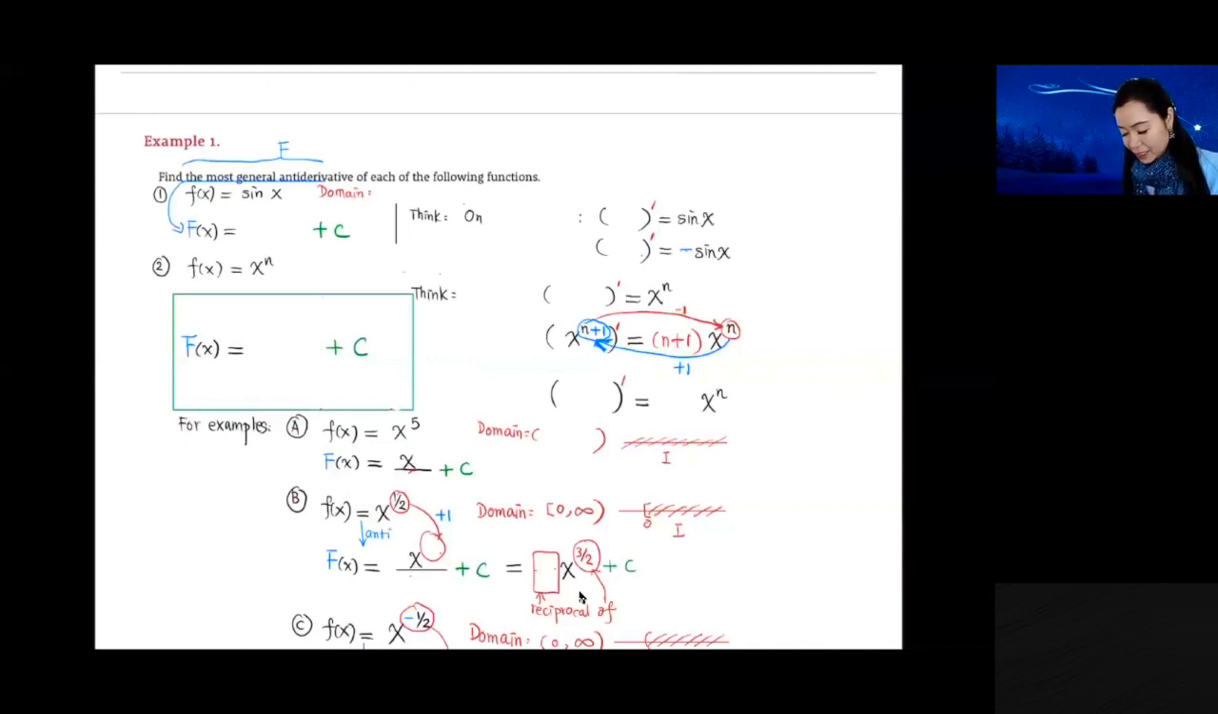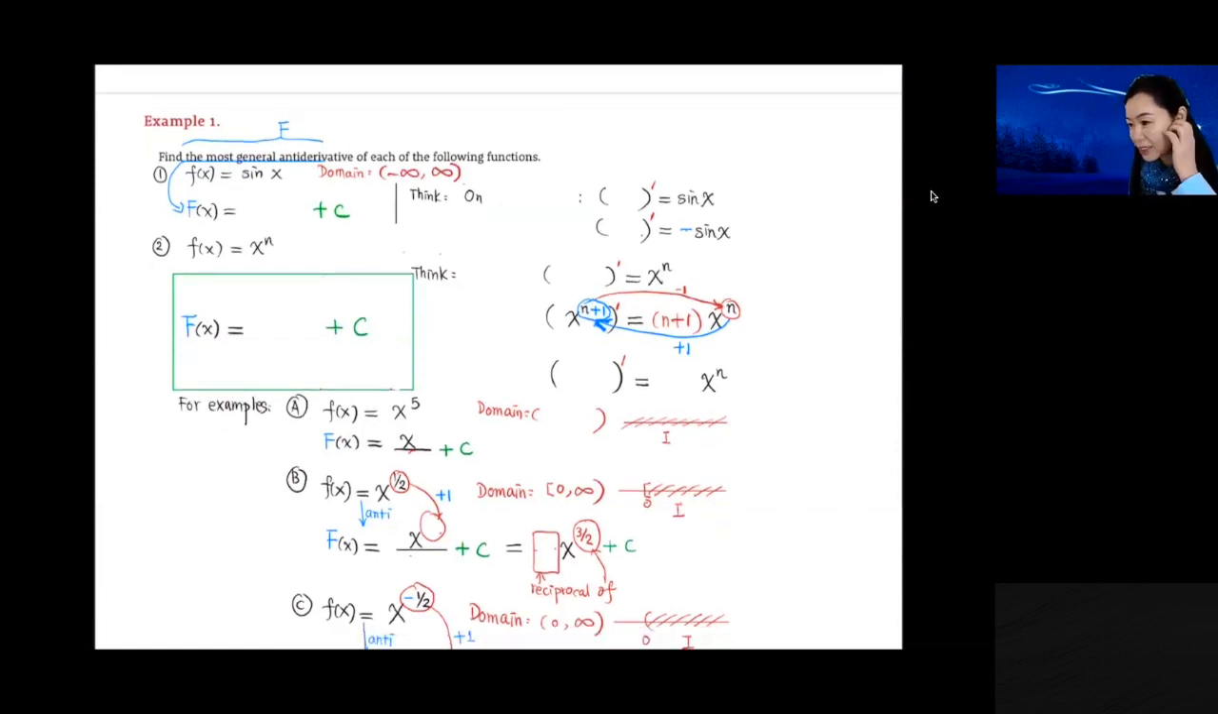Okay, so look at this example. We're trying to find the most general antiderivative of the function sine x. First of all, let's think about what the domain is. What's the domain for this function? I'm going to open the chat. If you cannot talk, you can put it in the chat. The domain for this function will be all real numbers, right? So from negative infinity to infinity. So what's the most general antiderivative of this function on this domain, on negative infinity to infinity?